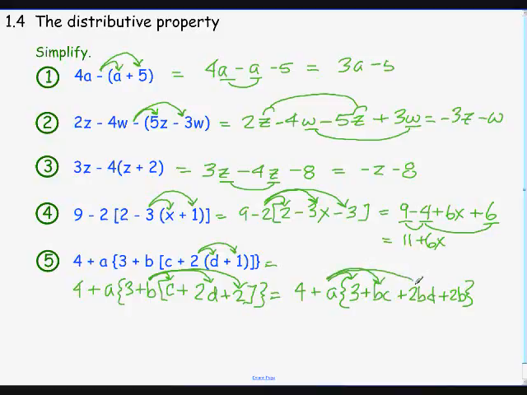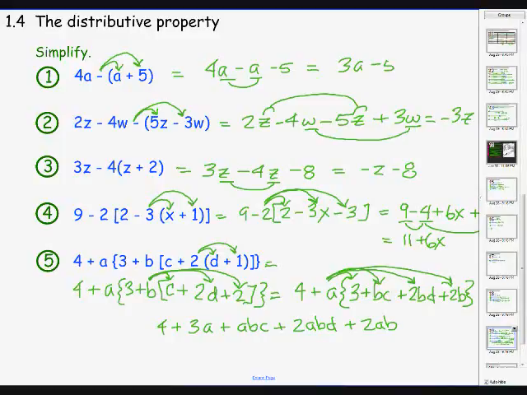This is a very unsatisfying example because we don't get any simplification at all. So we're going to end up with 4 plus 3a plus, I kind of like this one, ABC. You should put them in alphabetical order like that. Plus 2ABD plus 2AB. Oh my. Okay, how does that look to you? We have one more to go, I think.